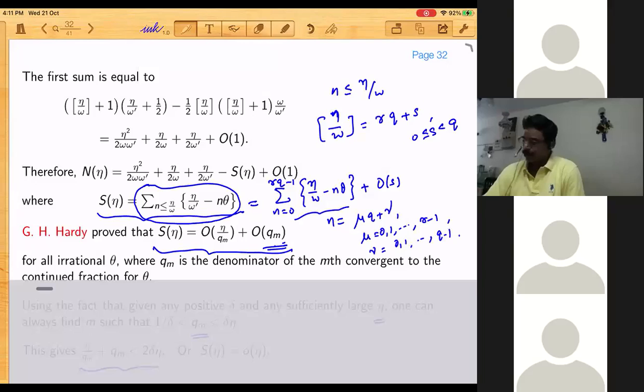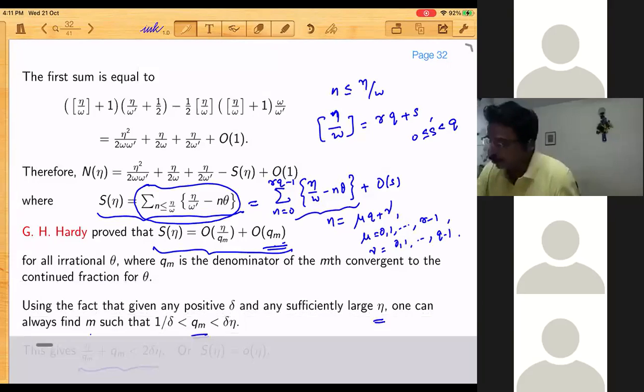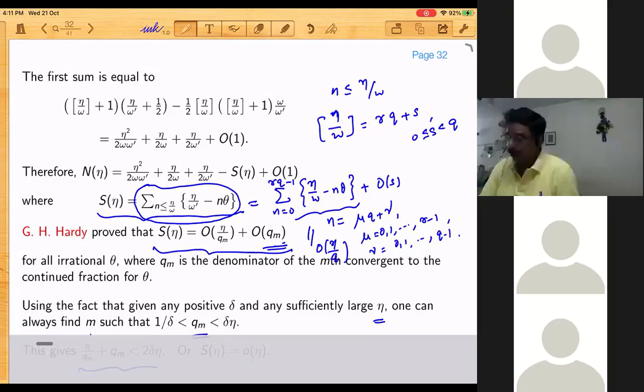Okay. So this sum is split again into subsums, and then one shows that in fact those subsums are very small. The total adds up to little o of mu. This is how Hardy and Littlewood obtained it. So finally this adds up to O of eta by q. So we have an eta by q coming from this, and this O of S is the same as O of q. And that's how they get this S eta is O of eta by Qm plus O of Qm.